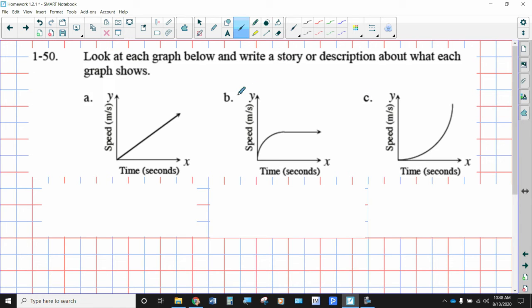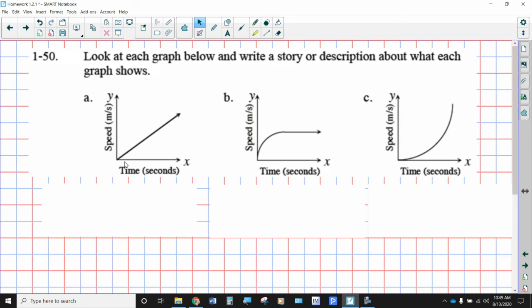Okay, so obviously there are going to be a lot of different stories that people are going to write. So if you look at mine, and if it's similar in idea to how yours is, then great. If you want to ask me if your story makes sense during our virtual meeting time, yes, I'll listen to your story as well.